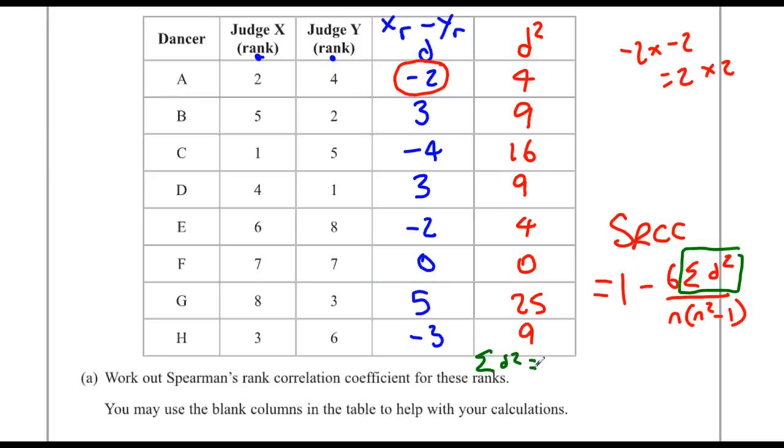So on your calculator, let's go for it. 4 add 9, add 16, add 9, add 4, add 0, which you don't need to do, add 25, add 9, 76. And we're going to be doing 6 times that in a second. n is how many you've got. So 1, 2, 3, 4, 5, 6, 7, 8. n is 8. We have 8 answers.